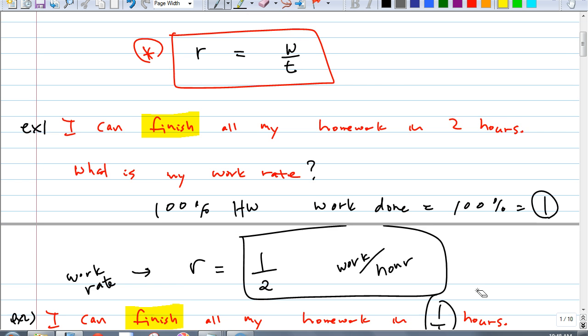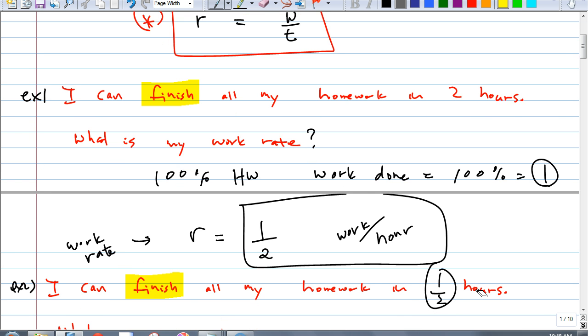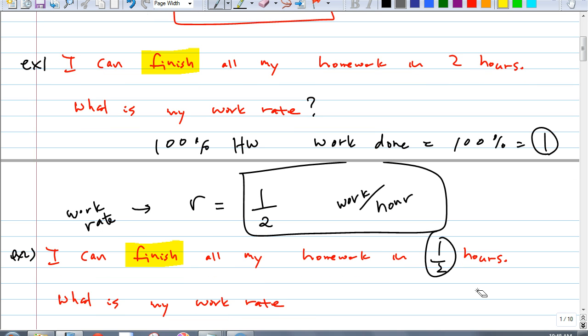All right. Let's see if we could do that in this one. Very same one. If I can finish all my homework in half an hour, what is my work rate? So the previous work rate is half of work in 1 hour, right? What about this one? Think about this. You're basically finding the unit rate. I don't know if you guys remember this from intro. How much work can you do in 1 hour? Does that make sense? Anyway, go ahead. Figure this out. What would my work rate be?